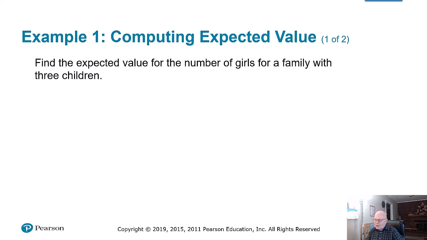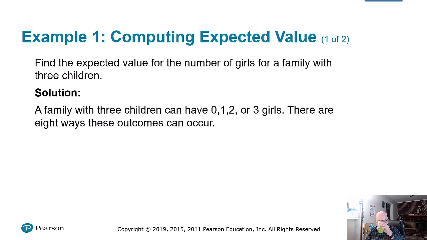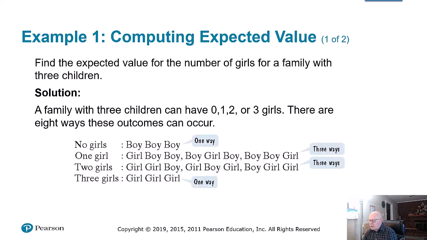All right, let's do this. Let's use as an example the expected value for the number of girls for a family with 3 children. First of all, with 3 children, you can have 0, 1, 2, or 3 girls. There are 8 ways that can happen. Consider it like flipping a coin 3 times; there are 8 possible results. Here are the possible results: no girls, 1 girl, 2 girls, 3 girls. And those are the results.